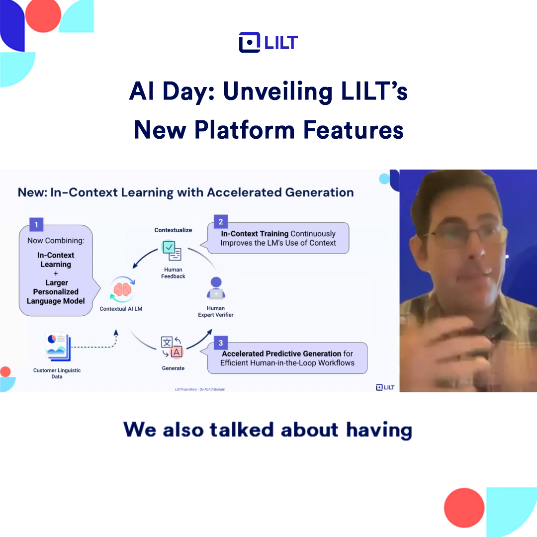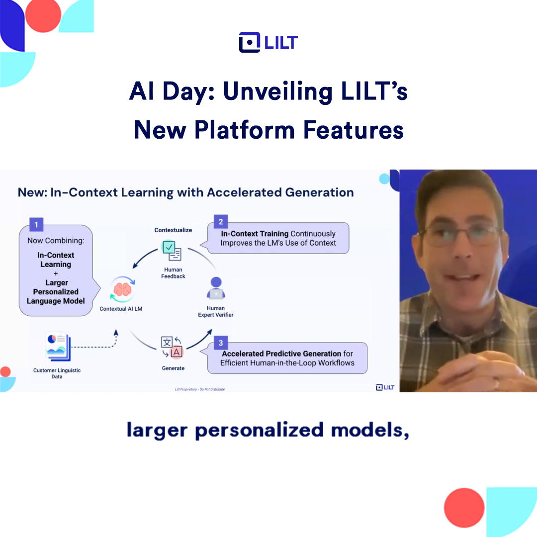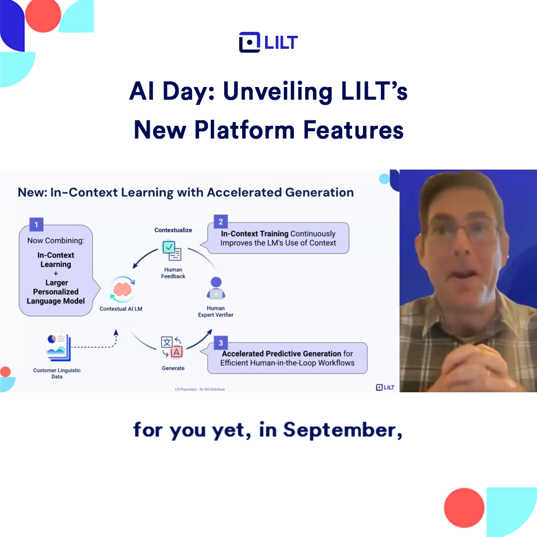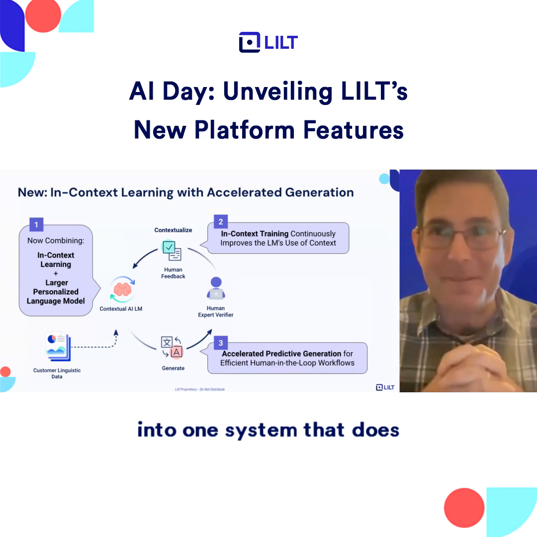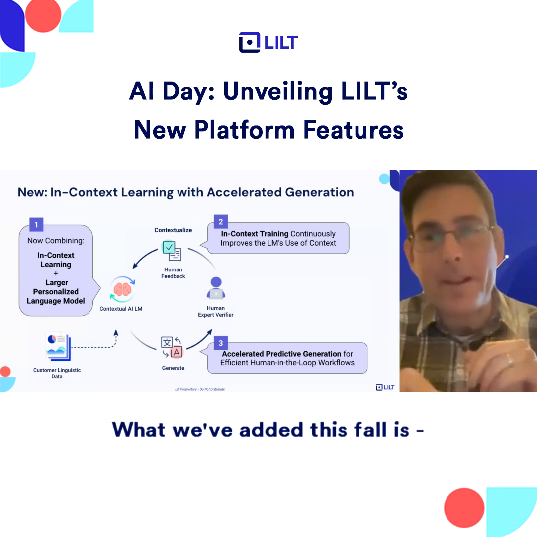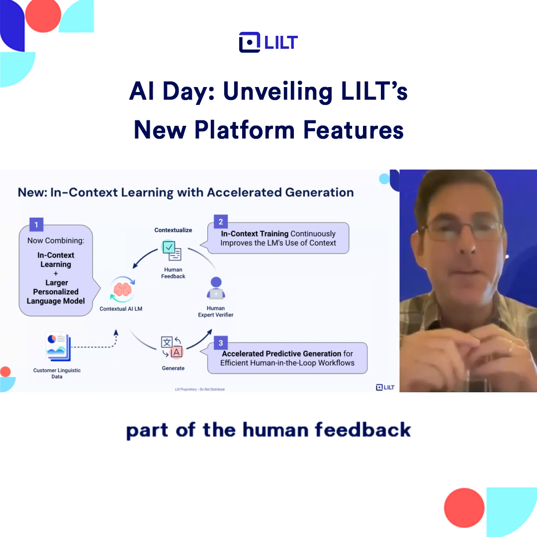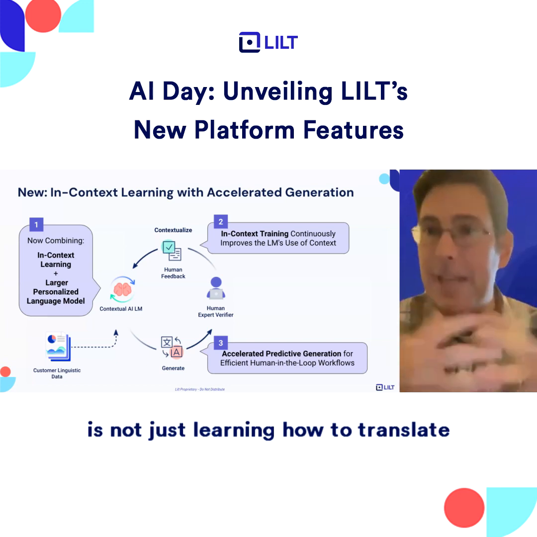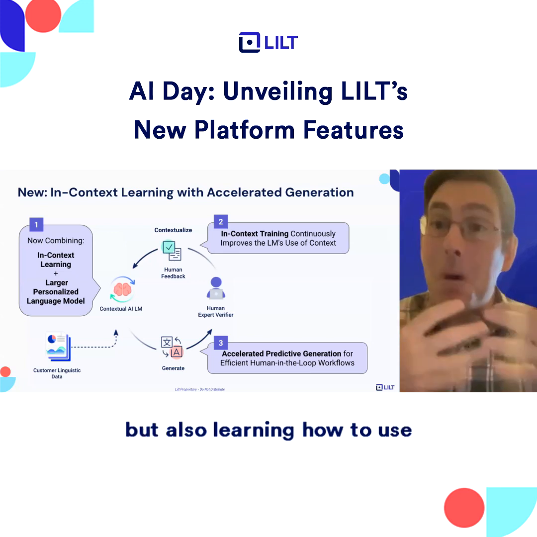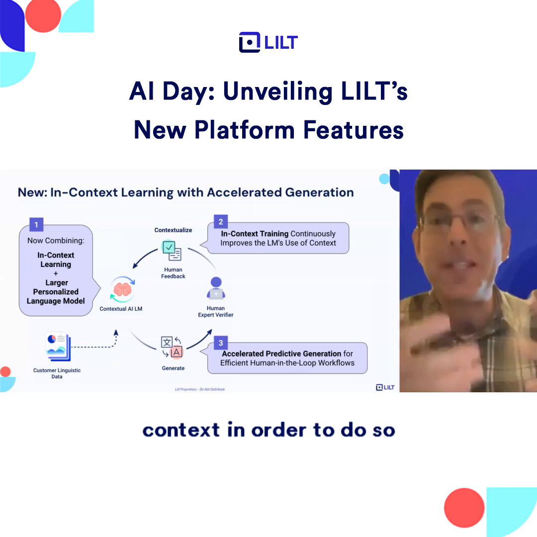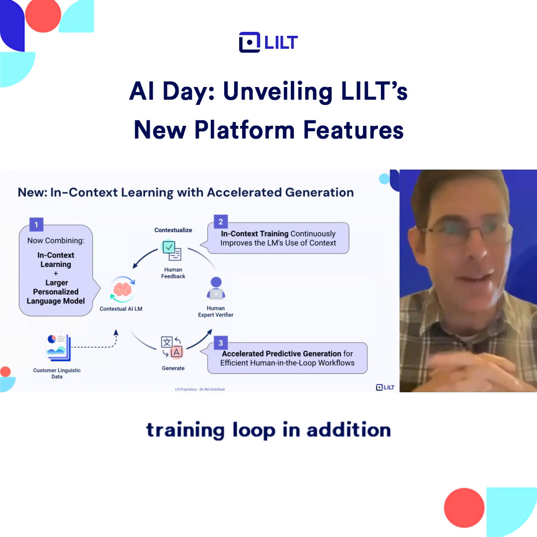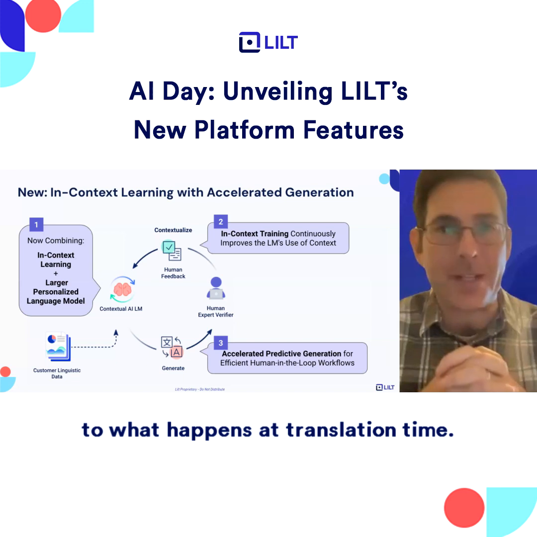We also talked about having larger personalized models, and the team hadn't combined them for you yet in September, but now we've put them together into one system that does in-context learning, but also is a larger model. What we've added this fall is part of the human feedback is not just learning how to translate like a professional human expert verifier would, but also learning how to use context in order to do so more accurately. So the context is now part of the training loop in addition to what happens at translation time.